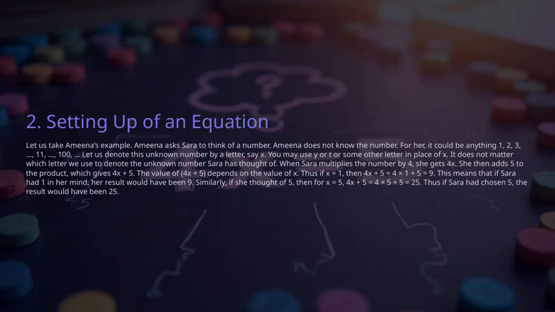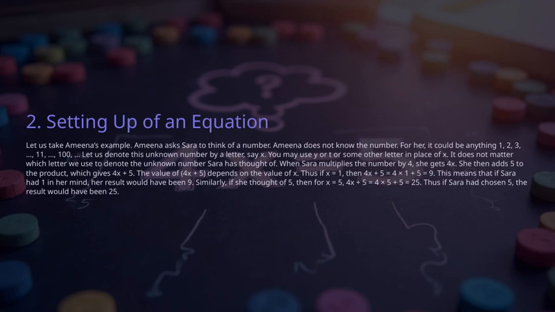Let's look at Amina's example to understand how we set up an equation. Imagine Amina asks Sarah to think of a number, but Amina doesn't know what it is. It could be any number, 1, 2, 3, even 100 or more. The key idea here is that since Amina doesn't know the number, we represent it with a letter, like x. You could also use y or t. Any letter works. The important part is that this letter stands for the unknown number Sarah is thinking of.